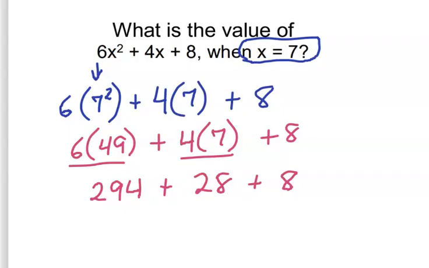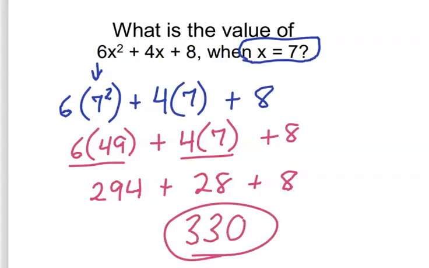We have 294 plus 28. That equals 322. And then we add another 8 to that, and that gives us 330. Okay, so once we put 7 in for x and then solve it, we have 330.